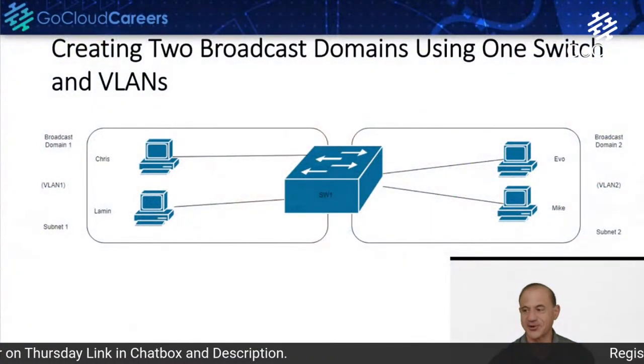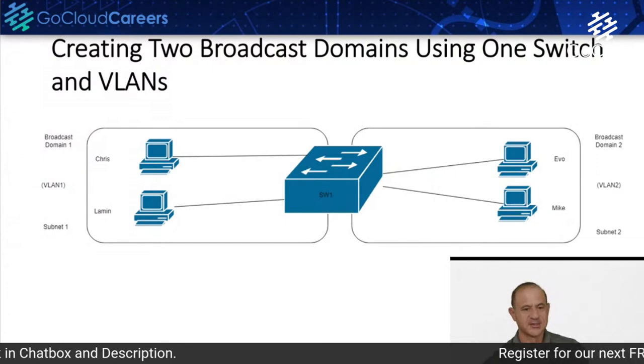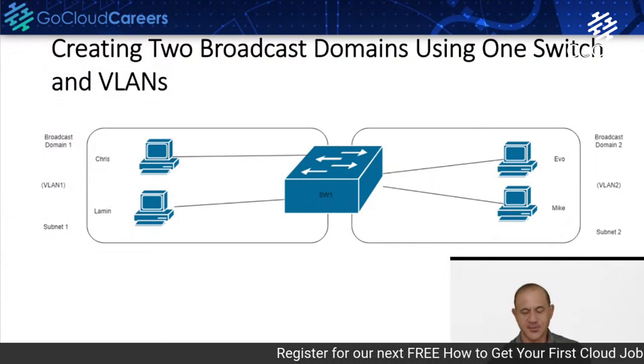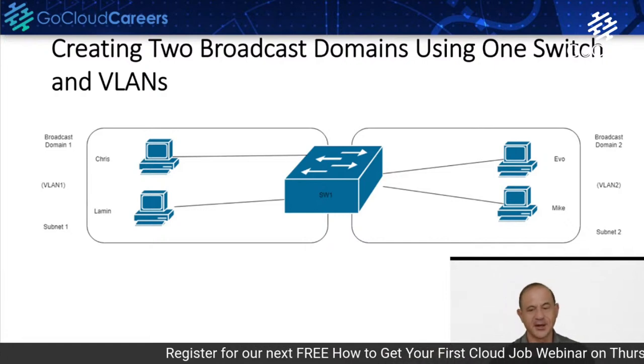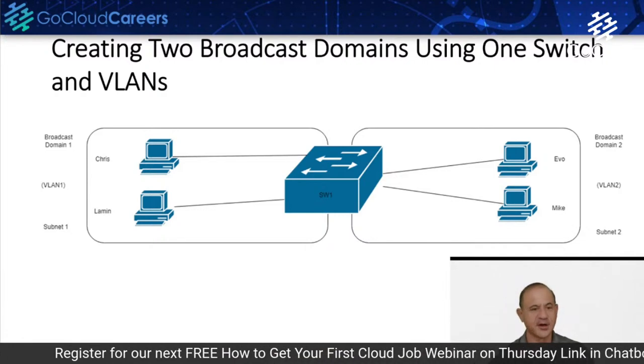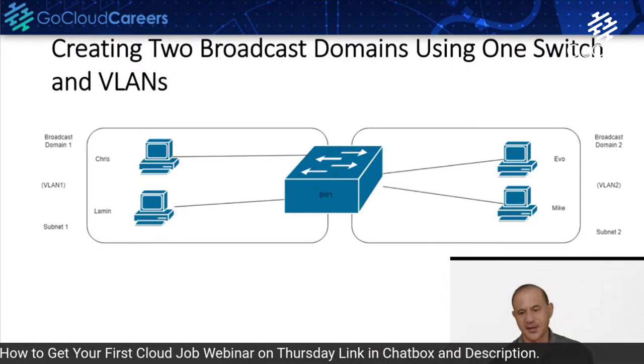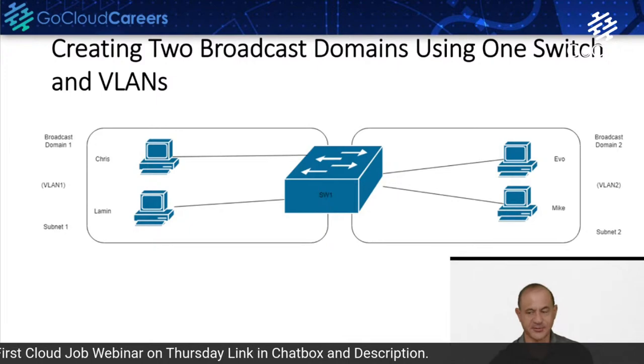So we'll show you some more professional images that my team made, which look a little more professional than I would draw. You can see we've got Chris and Laman in one VLAN, and we've got Evo and me in another VLAN. Evo and I can talk to each other, and Chris and Laman can talk to each other, but Chris and I, or Laman and I, can't speak to each other because we don't have a router. And that gives you a pretty good environment.